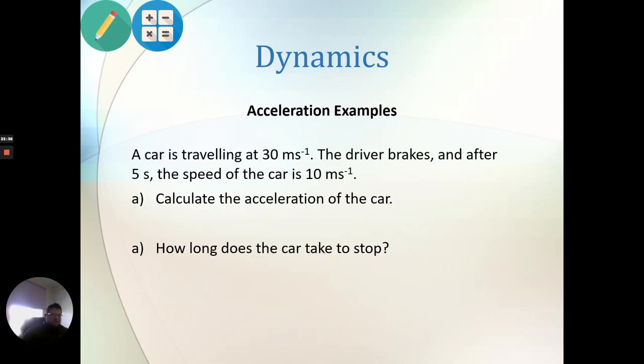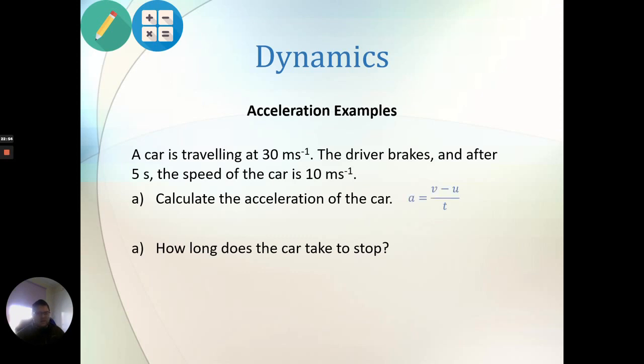We could look at it another way. We can look at this time something when it's actually slowing down. So a car is travelling at 30 meters per second. So that means that's the initial speed. It brakes, and after 5 seconds, the speed of the car is now 10 meters per second. So calculate the acceleration of the car.